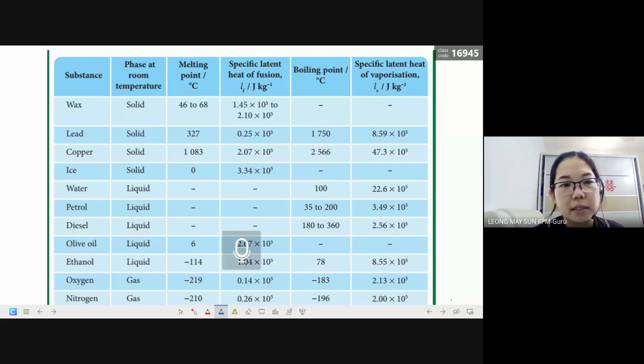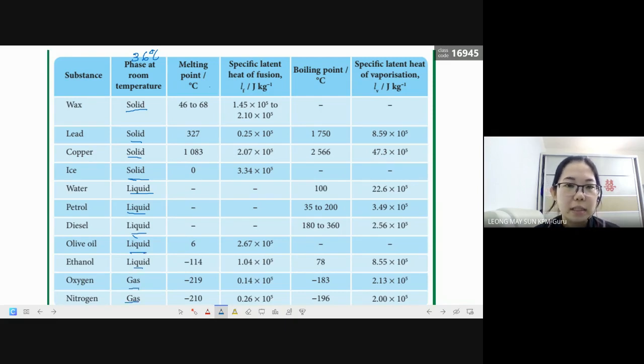So here is a table from the textbook. It shows what kind of substance at room temperature, which means at 36 degrees Celsius, what is the phase. Wax is solid, lead is solid, copper solid, ice solid, water liquid, petrol liquid, diesel liquid, olive oil liquid, ethanol liquid, oxygen gas, nitrogen gas.